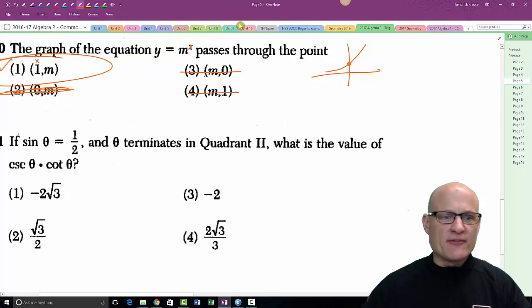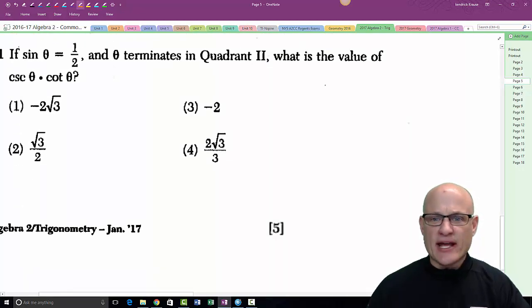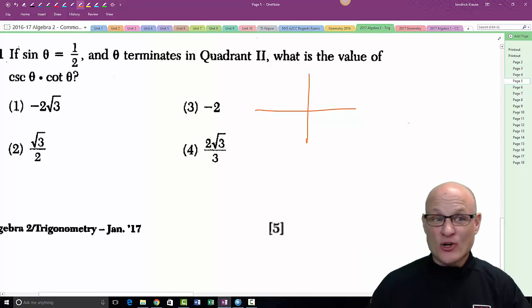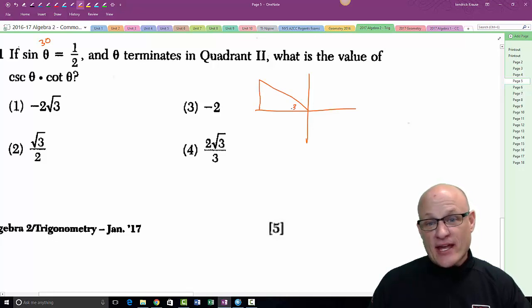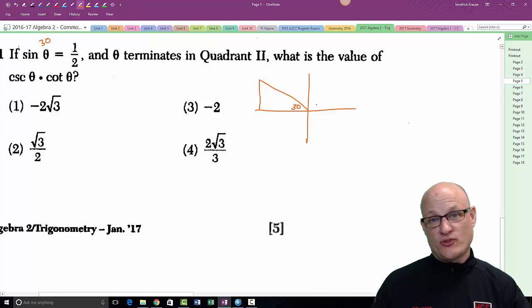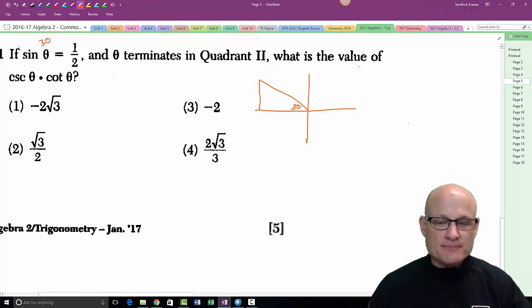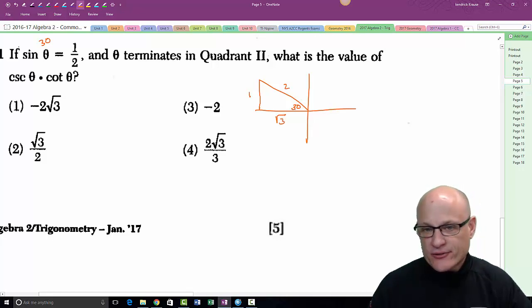So if sine is 1/2 and it terminates in quadrant 2. All right, so sine is 1/2 and the angle ends in quadrant 2. So sine of 1/2, I know it's got to be a reference angle of 30 degrees, but it's ending in quadrant 2. But it's got to have a reference angle of 30 degrees. Still with me? All right. So sine is opposite over hypotenuse. This is 1 over 2, and then that makes this the square root of 3, because it's always got to be the square root of 3 and 2 and all that crazy stuff.